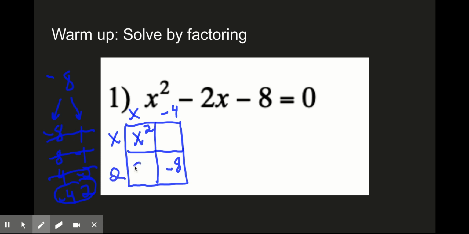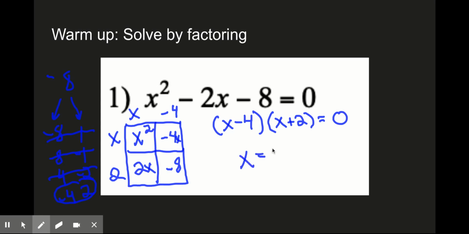Because now I'll have 2x and -4x. So when we write this in factored form, x minus 4 times x plus 2 equals 0. So my solutions, x could be 4. If I plugged in a 4 here, I'd get 0. Or x could be -2 for the same reasons.